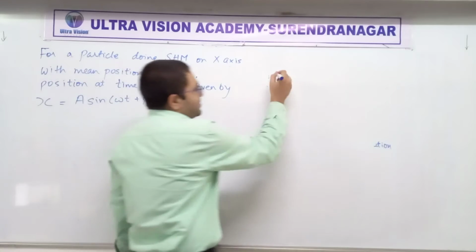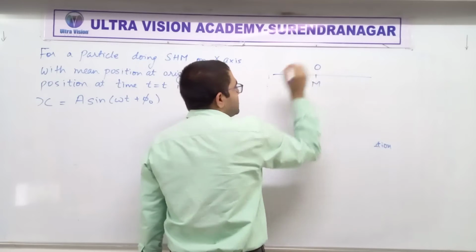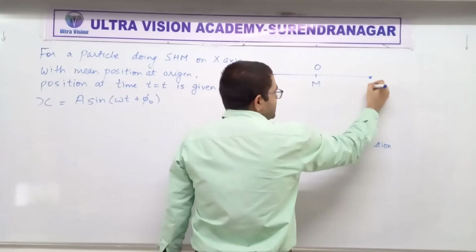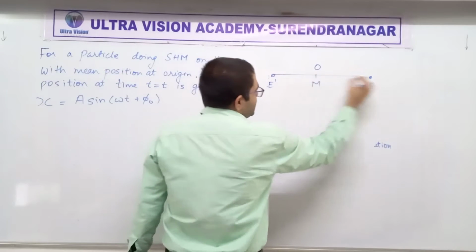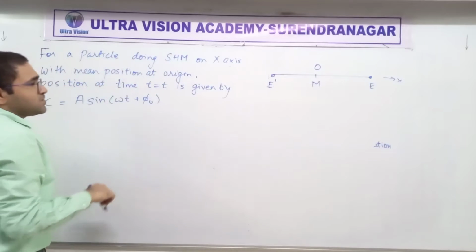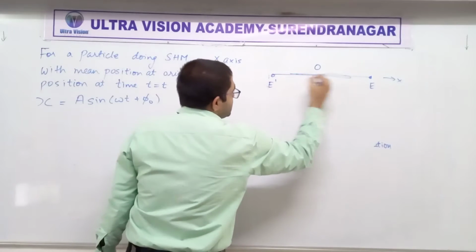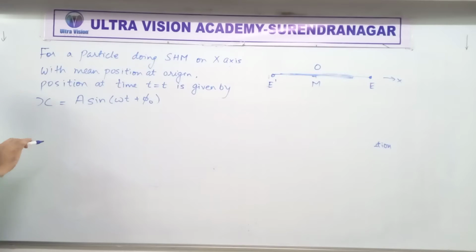Let's also draw a diagram here. So what do we mean? We are saying that suppose mean position is here at the origin, right? So these are the endpoints as usual. So the particle is doing SHM on this x-axis, right? Okay, it might be moving here and here and here and here like that. Okay, so what do all these constants indicate? X of course indicates x coordinate. There is no doubt about that.